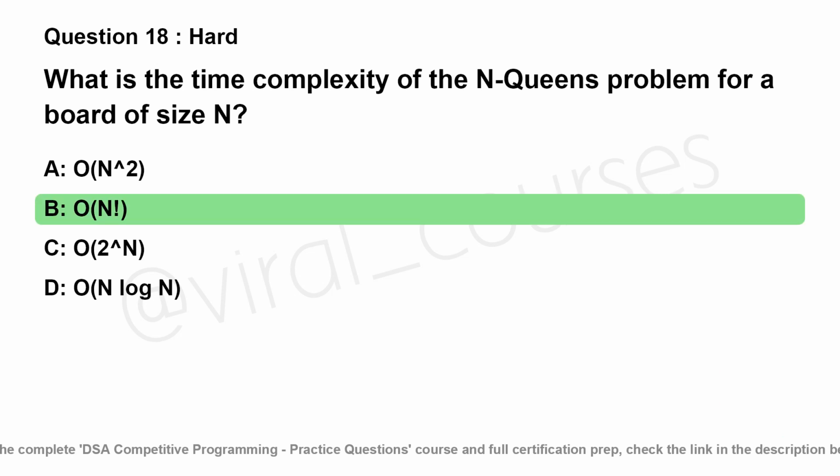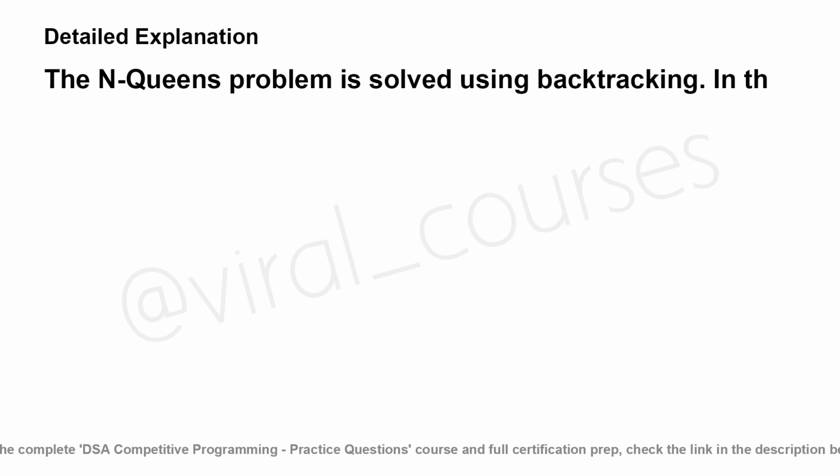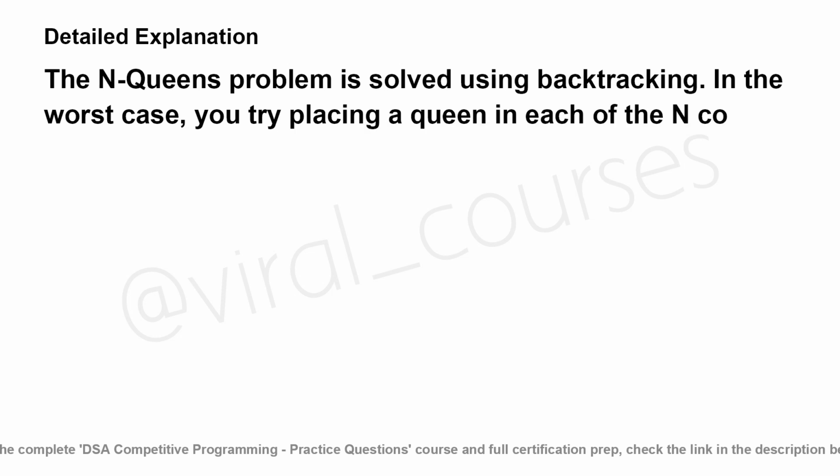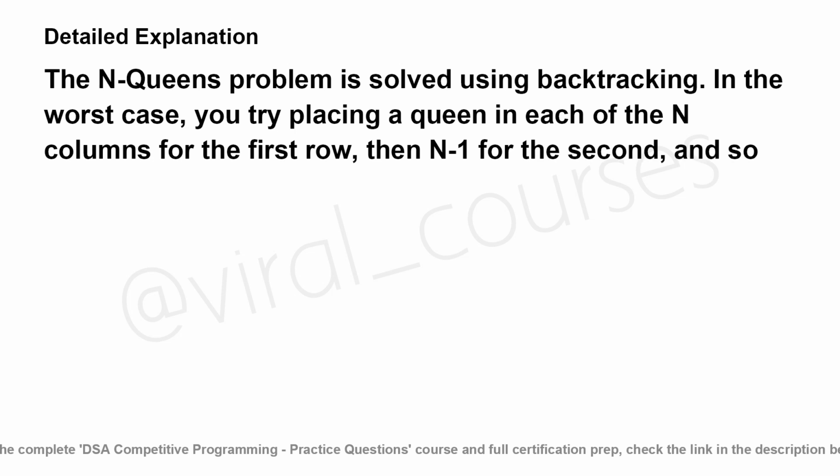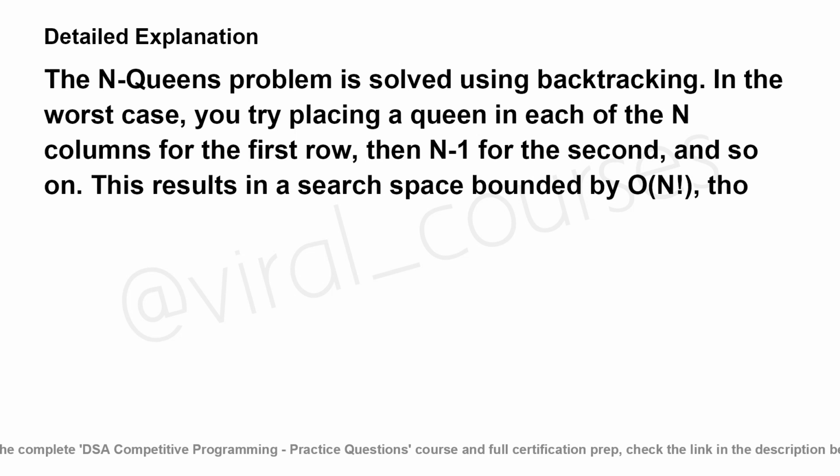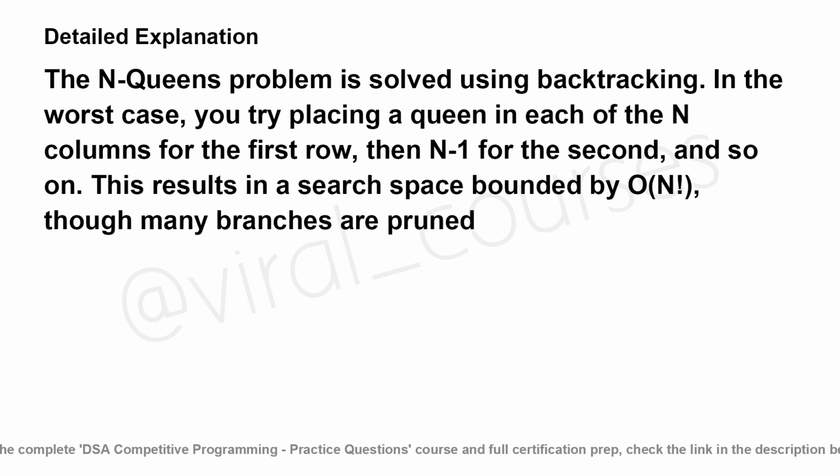The correct answer is B. The n-queens problem is solved using backtracking. In the worst case, you try placing a queen in each of the n columns for the first row, then n-1 for the second, and so on. This results in a search space bounded by O(n!), though many branches are pruned early due to constraints.